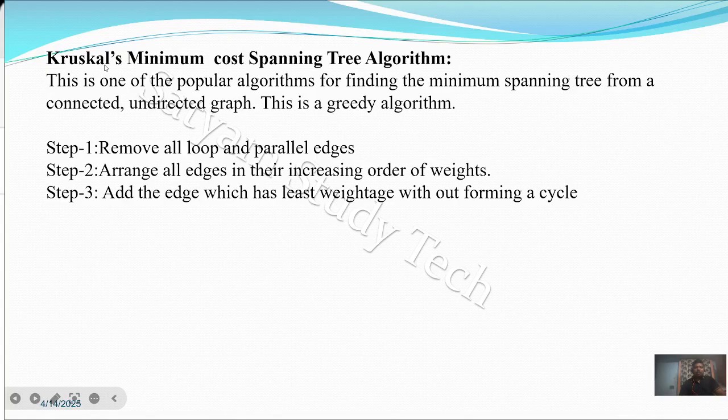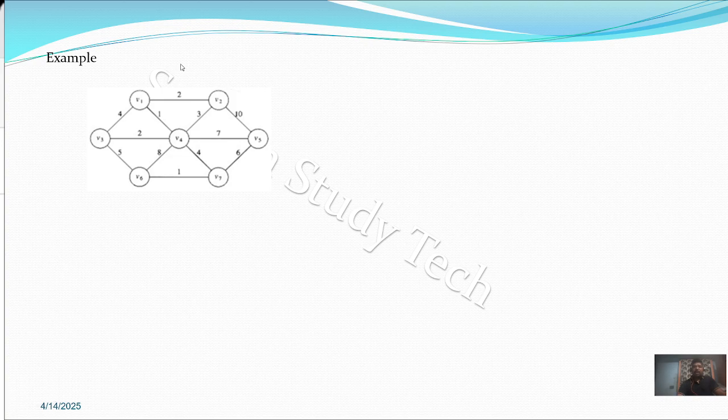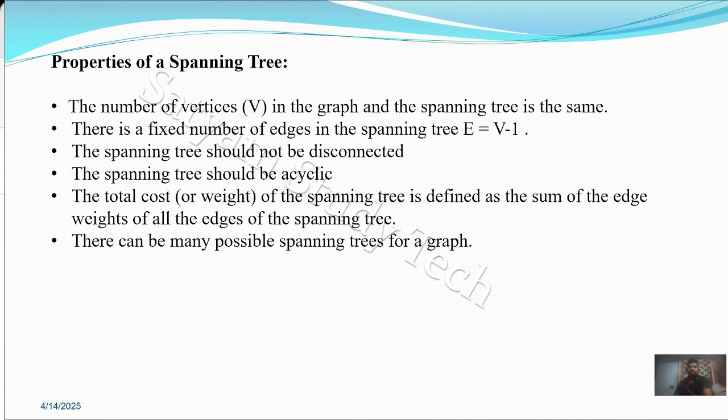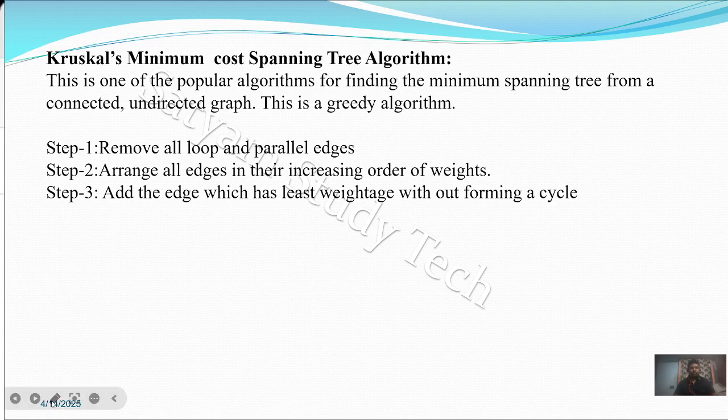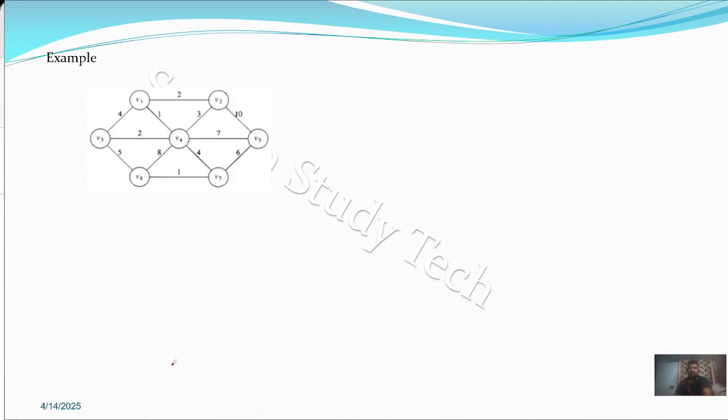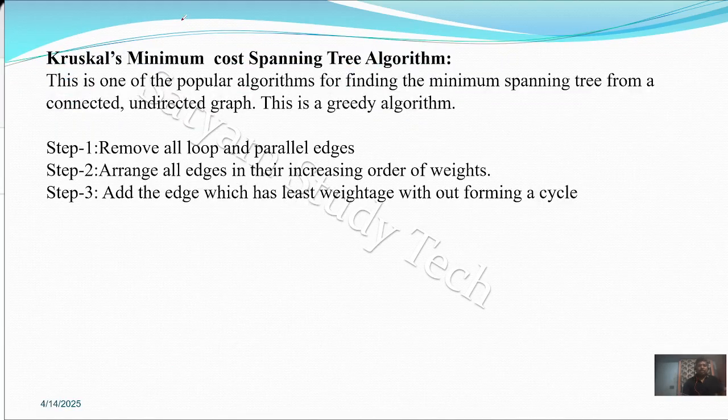Today's topic is the Kruskal minimum cost spanning tree algorithm. This is one of the popular algorithms for finding the minimum spanning tree from a connected undirected graph. You can use the greedy method.